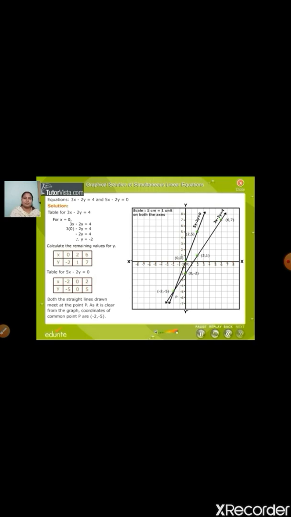Can you see that both the straight lines drawn meet at the point P? As it is clear from the graph, coordinates of common point P are minus 2, minus 5. Yes. Now as you can see, the two tables are drawn.